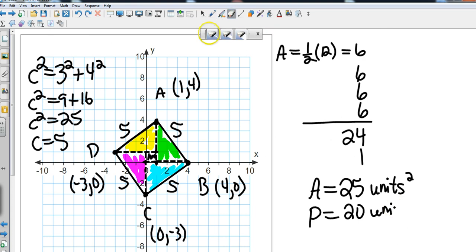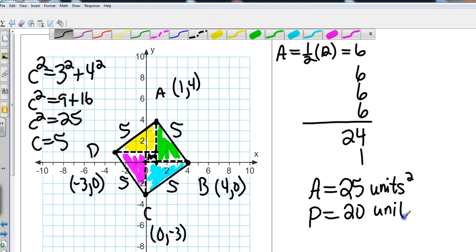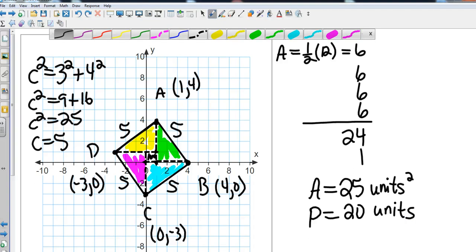Yikes, my handwriting just got bad all of a sudden. Okay, so that takes care of area and perimeter. And that is all for Chapter 1, Section 4, Perimeter and Area in the Coordinate Plane.